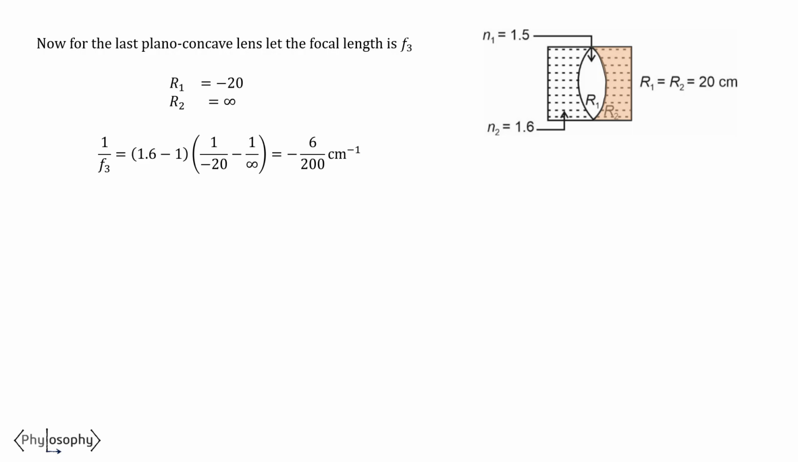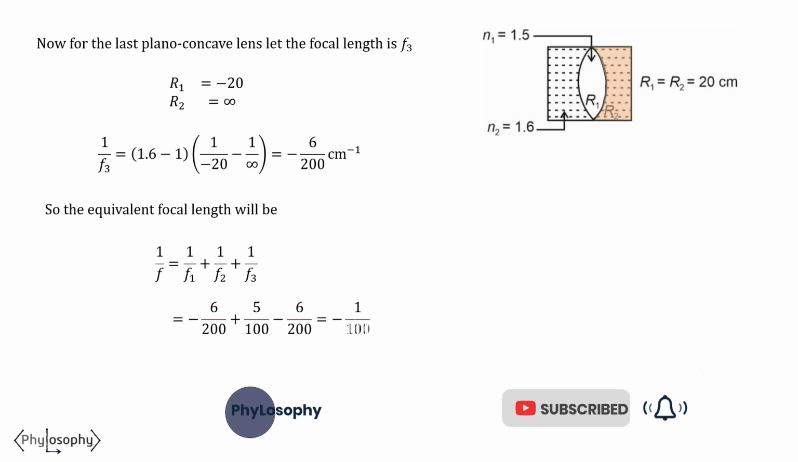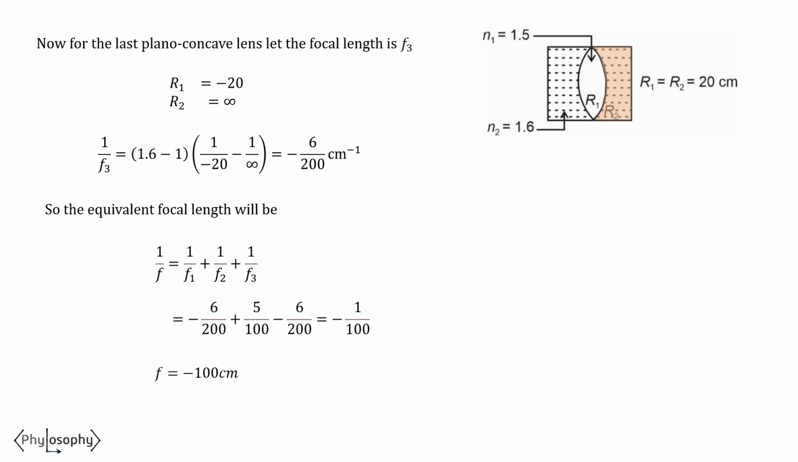Now, from the formula for the equivalent focal length, we can write 1 over f is equal to 1 over f1 plus 1 over f2 plus 1 over f3. Now, if we put all the values of 1 over f1, 1 over f2 and 1 over f3, then we will get 1 over f is equal to minus 1 over 100, or f is equal to minus 100 centimeter. Therefore, the correct answer is option B.